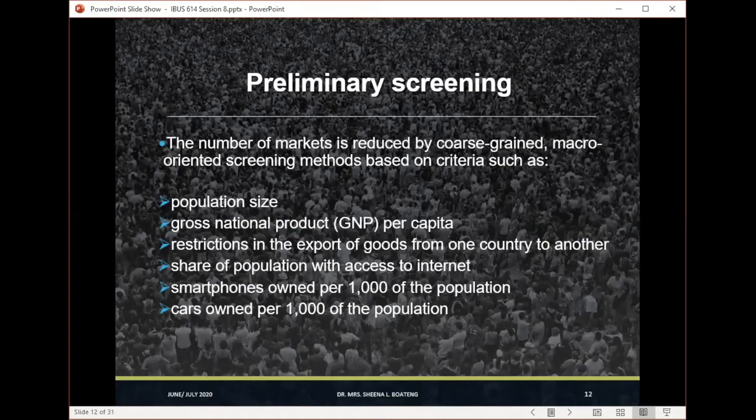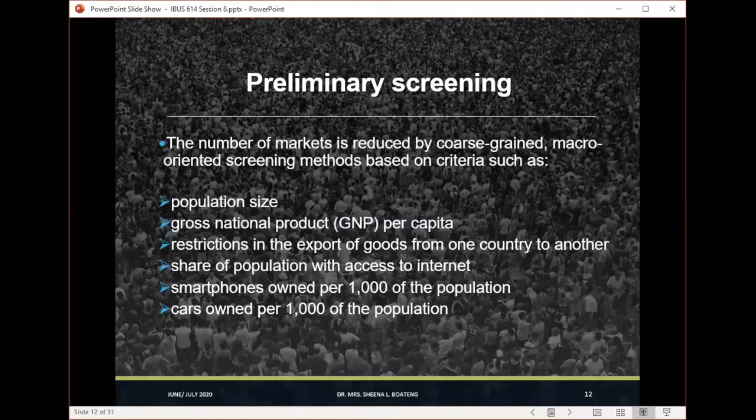You also need to think about restrictions with regards to the export and import of goods and services from one country to another, depending on where you are sending your products from. Because the level of economic integration, perhaps, that exists between the home and host country can to a large extent determine whether or not your business activity or the trade activity that you're trying to undertake will be feasible.